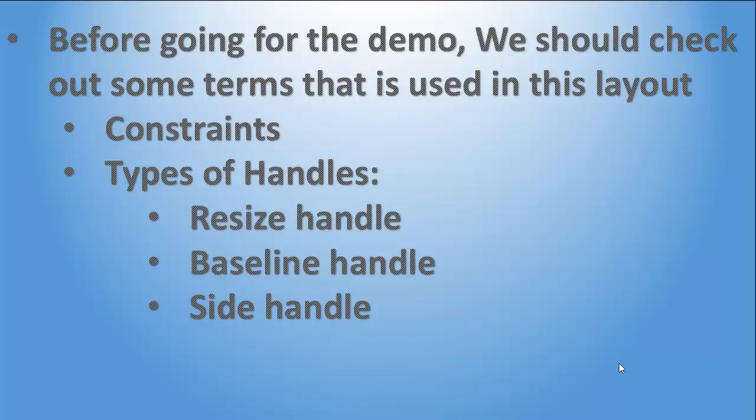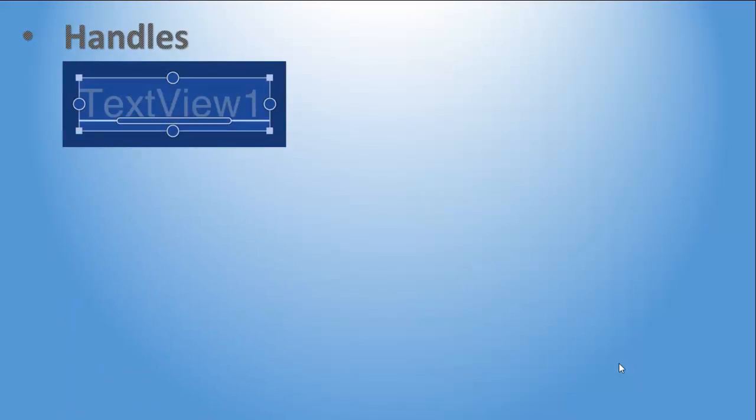So what does this look like in a picture? The first one would be handles. Actually this is a blueprint view of a control, that is the text view control. So what is a blueprint view?